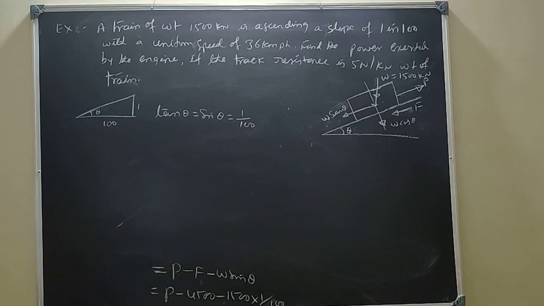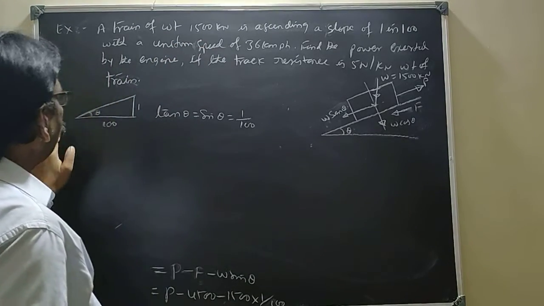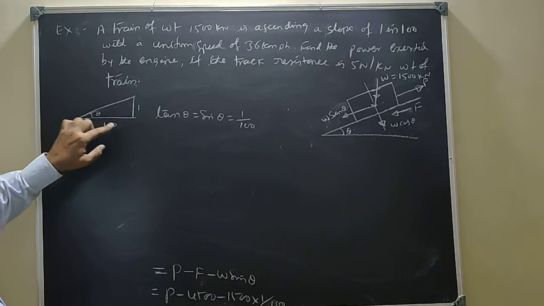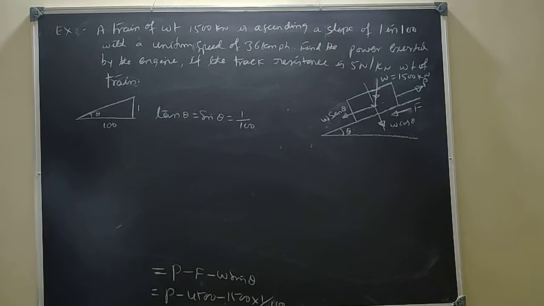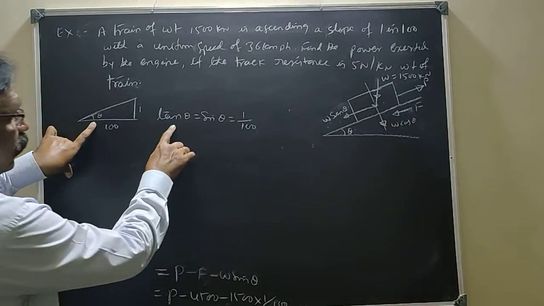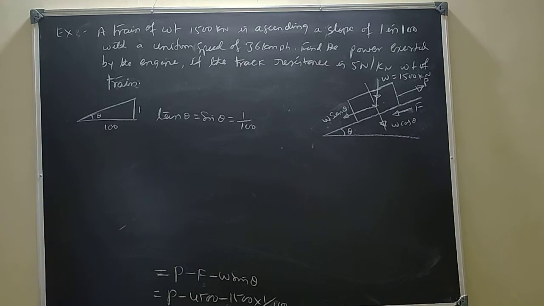So now it is moving with uniform speed but not on the level track. It is moving on a track which is elevated. That means for every 100 horizontals, one is the vertical. So now this angle is very small, so therefore tan theta is equal to sin theta, that is equal to 1 in 100, we can take it.